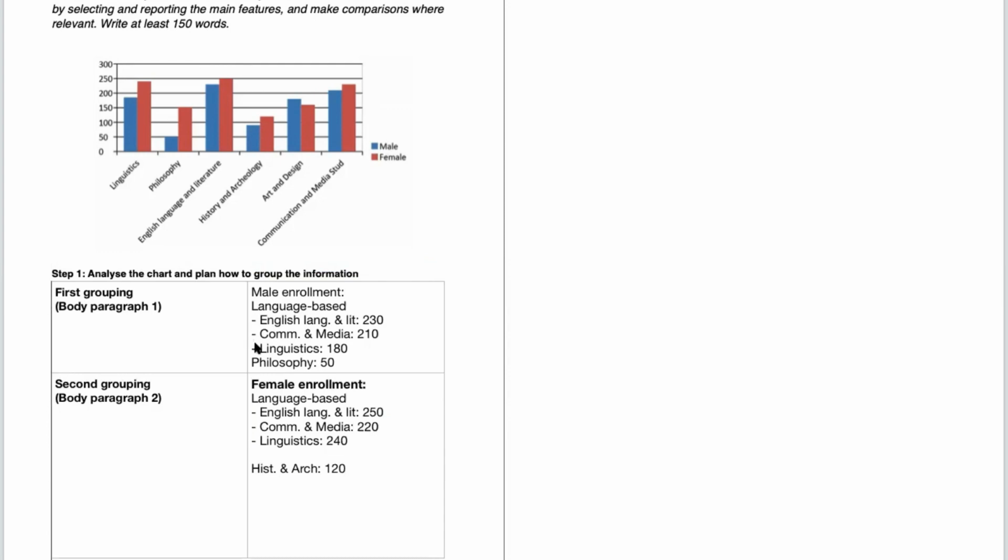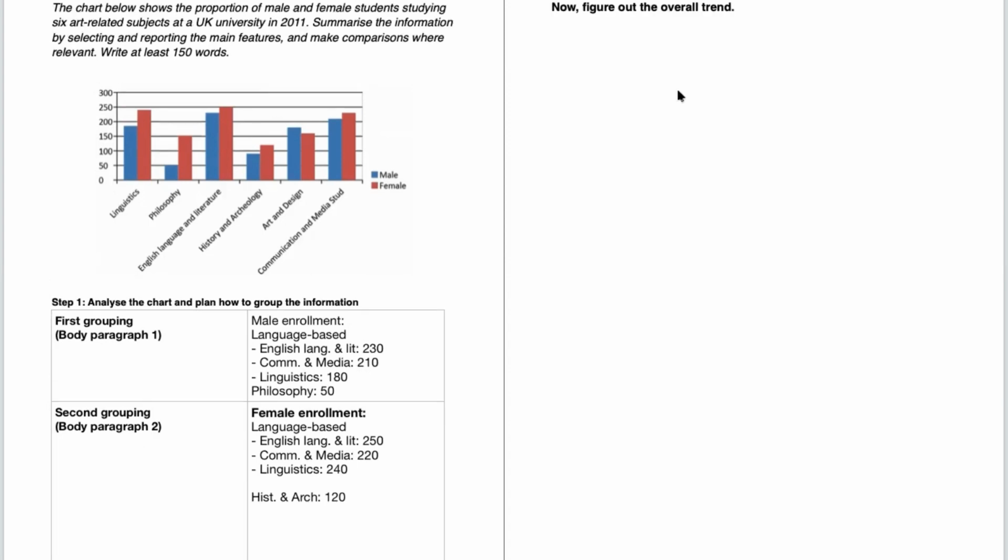So if you remember from our slide earlier, what we've basically just done is analyzed the chart and planned out how to group the information by organizing the information into 2 groups. We've got our first grouping and our second grouping, and then we found information that stands out. So notice how we didn't talk about things that were mid-range. We just found things that were interesting. Okay, so I'm going to take you here on the right-hand side for our next portion of step 1, which is to figure out the overall trend. And remember, there are 2 ways to do this.